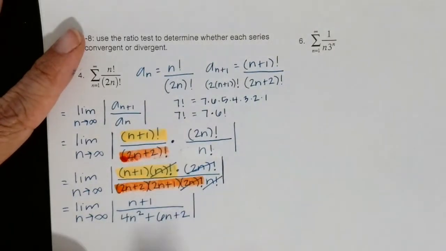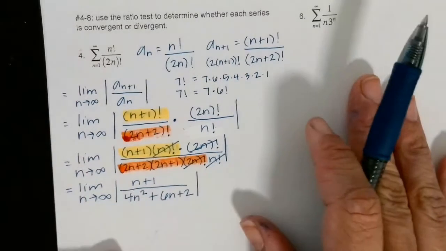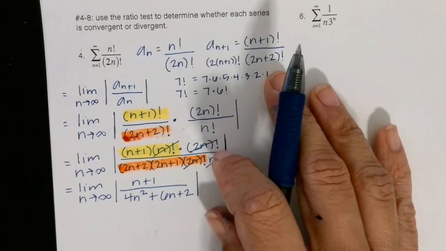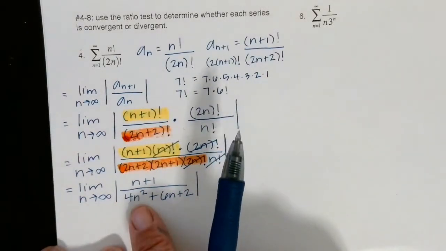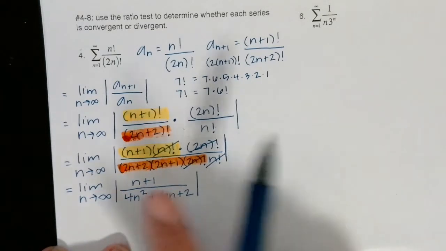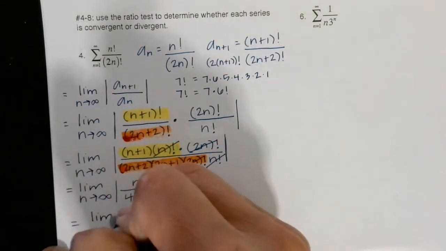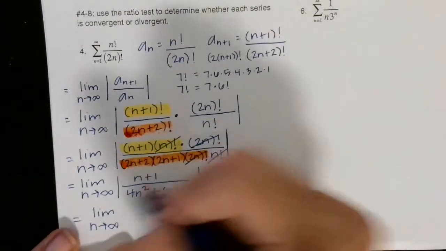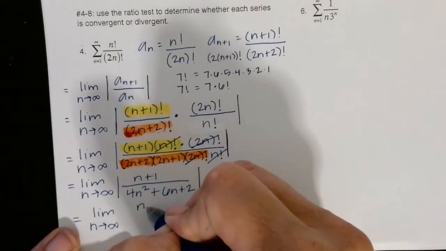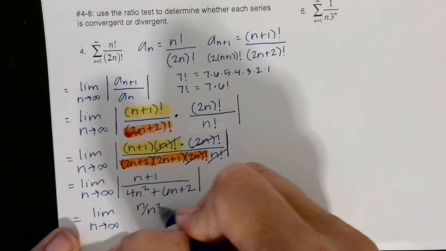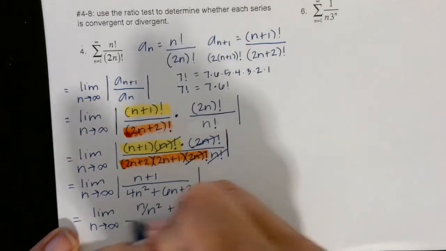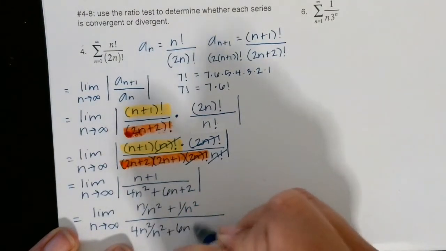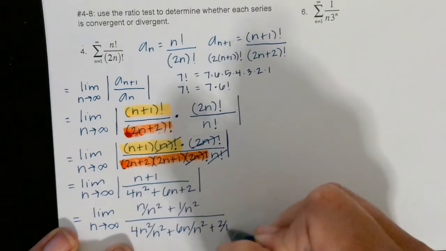Okay, so now that I'm completely simplified and FOILed, now I can get rid of my absolute value. Right here, I'm just going to divide by the highest power in the numerator. So I still have the limit, but I can drop my absolute value because I don't need it anymore. I'm completely simplified, and I can see that it's going to be positive. So n divided by n squared plus 1 over n squared, all over 4n squared over n squared plus 6n over n squared plus 2 over n squared.